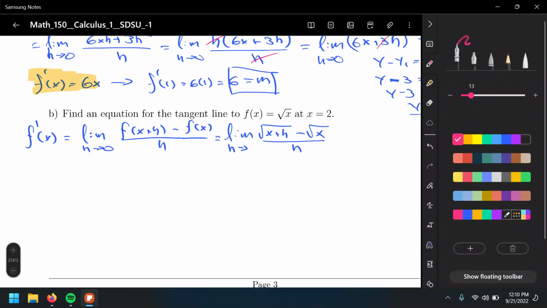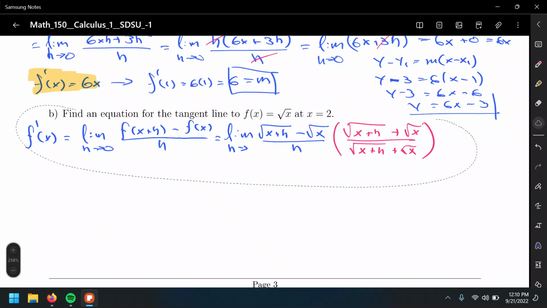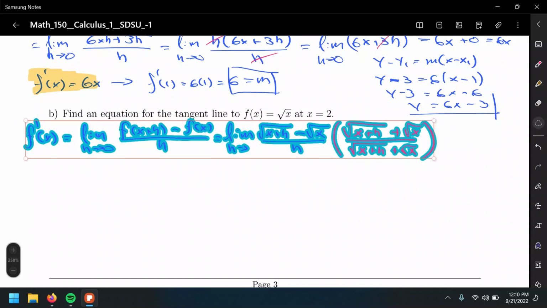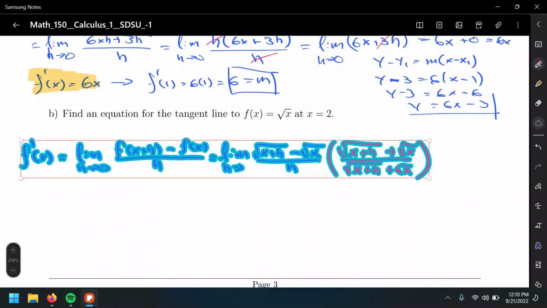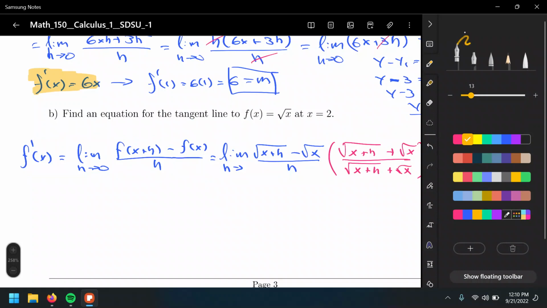So, that is, multiply by root of x plus h plus root of x and divide by root of x plus h plus root of x. Alright? Okay, I'm going to make some space over here. And of course, there's a couple of ways to simplify this numerator.